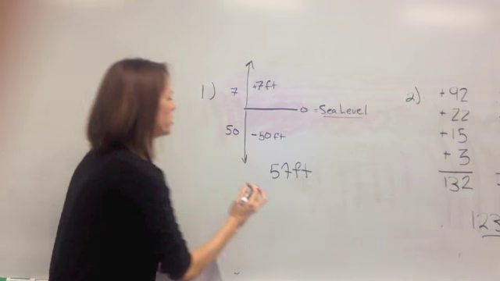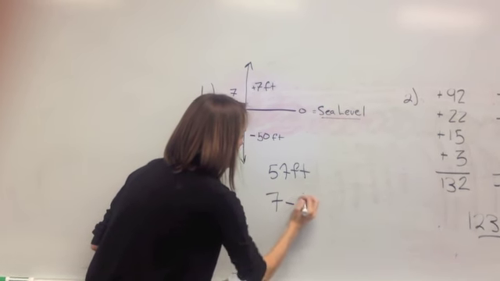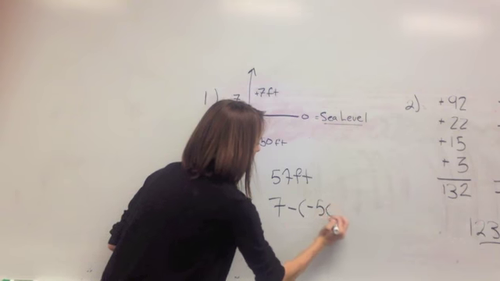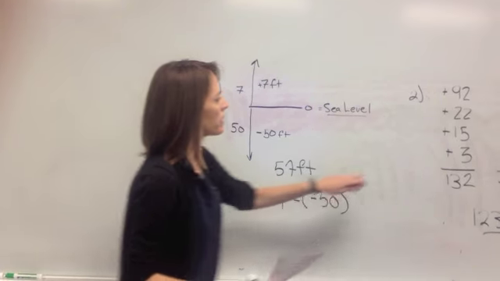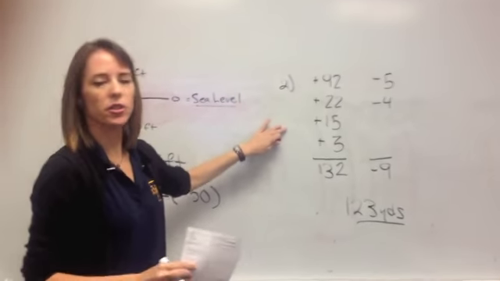And the expression you would use would be 7 minus negative 50. Okay? Then on the second one, they're talking about yards lost and yards gained.